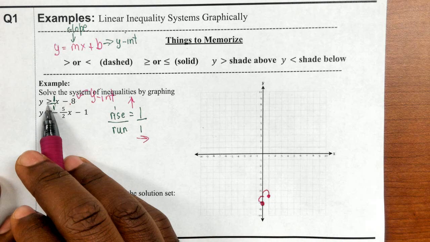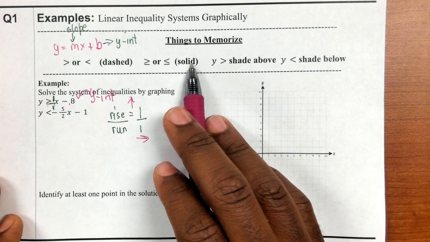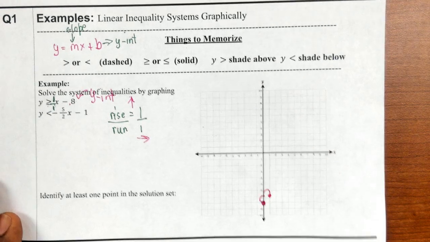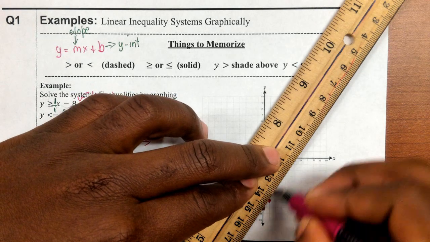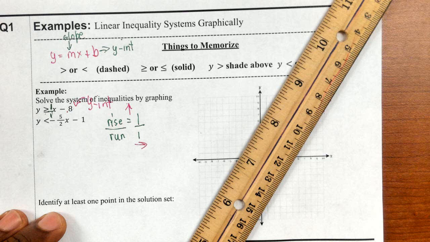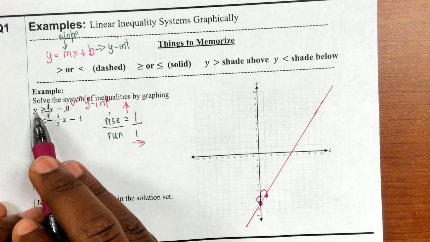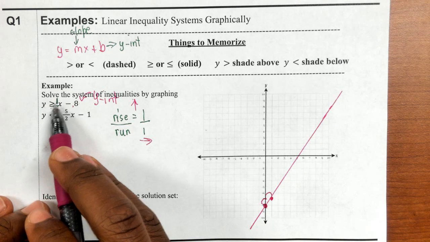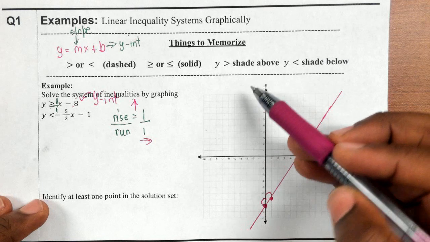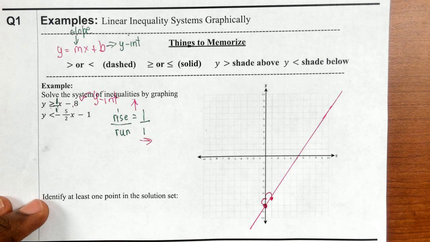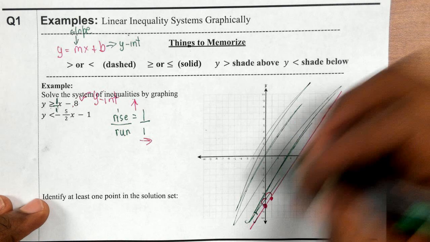Now I'm going to figure out the type of line I'm going to have. Because we see a line underneath, this is a greater than or equal to, so we're going to have a solid line. I'm going to draw a solid line. Now we're going to shade. This is saying that y is greater than my line. If I'm greater, you're going to shade above. So greater means you shade where? You shade above. So I'm going to lightly shade above.